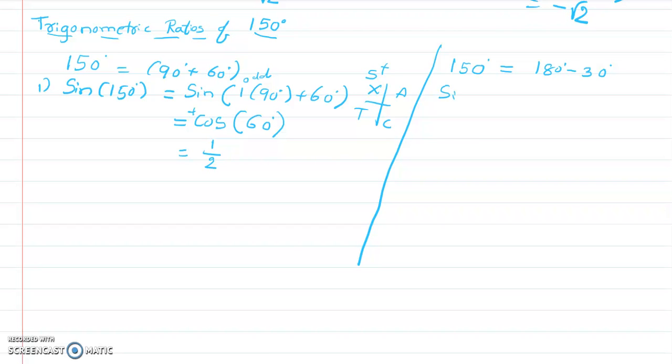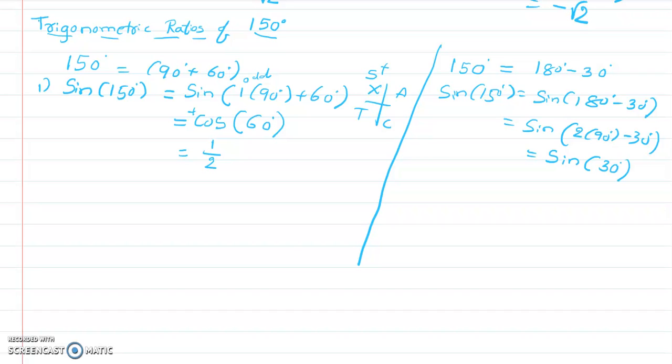Similarly, if I express sine of 150 degrees as sine of 180 degrees minus 30 degrees, sine of 180 means what? 2 times 90 degrees minus 30 degrees, an even multiple of 90 degrees. So sine stays, and the remaining angle is 30 degrees. Sine 30, what is the ratio for sine 30? It is 1 by 2. So for both you got the same answer.